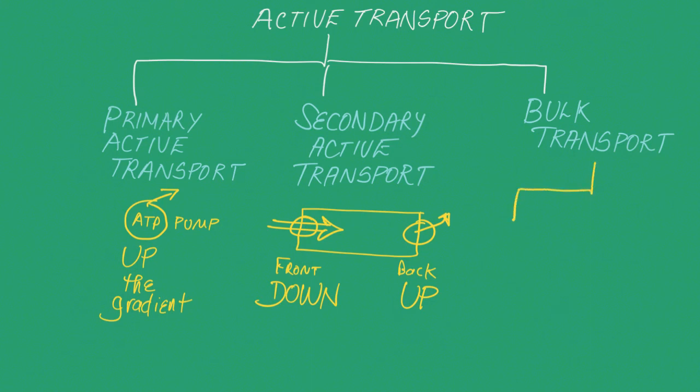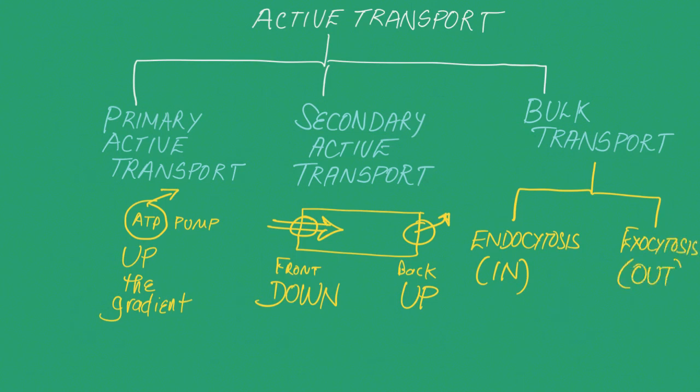Bulk transport deals with anything that's very large. It could be a bacteria, a virus, it could be many antibodies being released by a cell. If the molecules are entering the cell, we call it endocytosis, and if molecules are leaving the cell, we call it exocytosis. Bulk transport deals with very large molecules or small molecules packaged together. We need to remember that active transport requires ATP.